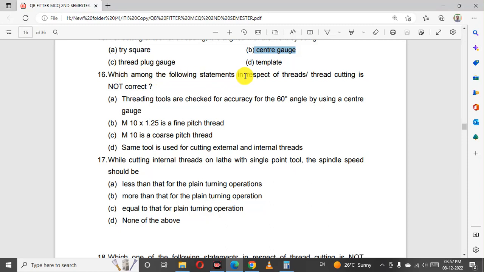Which among the following statements representing thread and thread cutting is not correct? Threading tools are checked for accuracy of 60-degree angle by using a center gauge. The same tool is used for cutting internal and external threads.